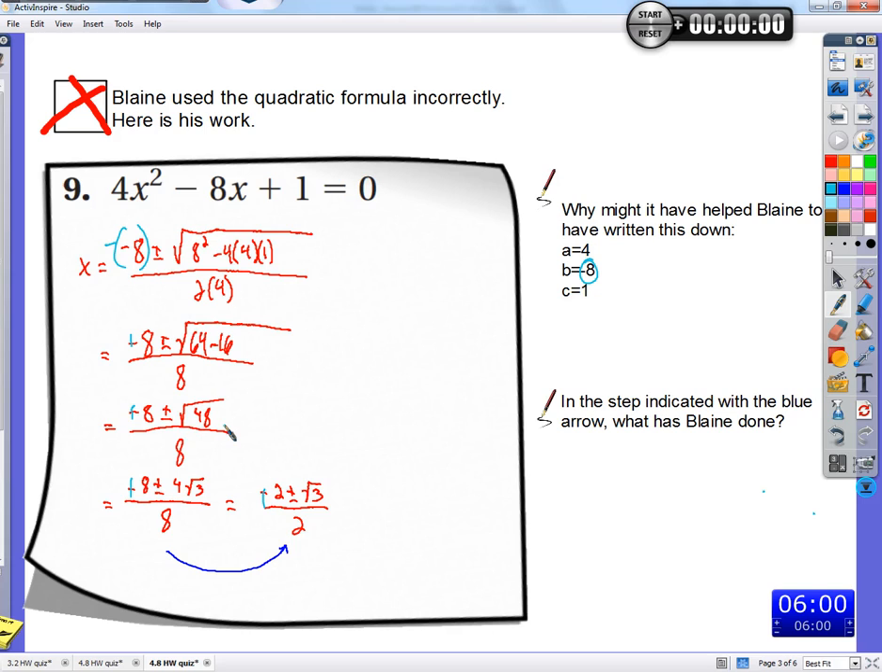Another thing that's important is Blaine didn't try to cancel things when the number is inside the square root. He made sure to simplify the square root first, because you cannot cancel numbers from outside the square root with numbers that are inside the square root. They're not in the same realm. This is like in another dimension, the square root dimension, okay?